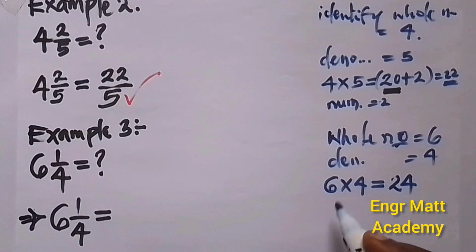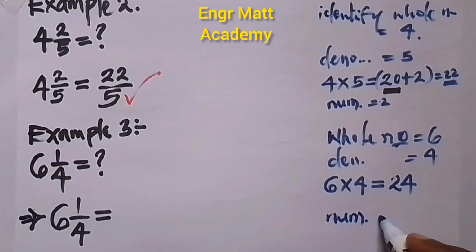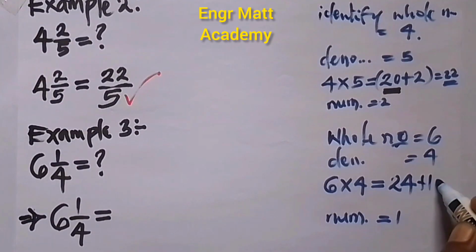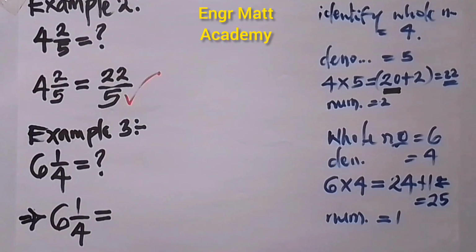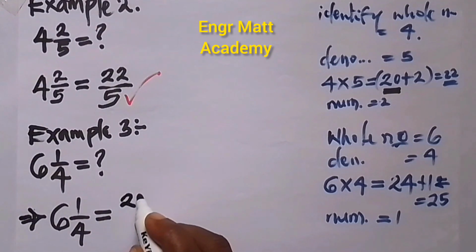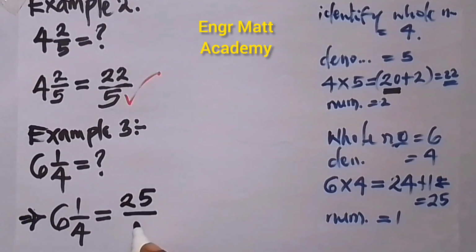Next, add the numerator. The numerator here is 1. We add the numerator and we get 25. So our improper fraction is 25 over 4. Quite easily done. Now let's see how we can convert improper fractions back to mixed fractions.